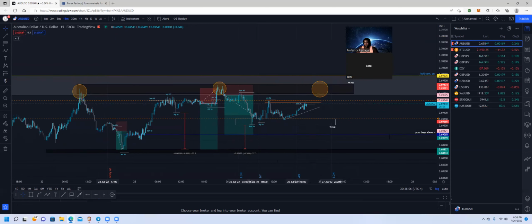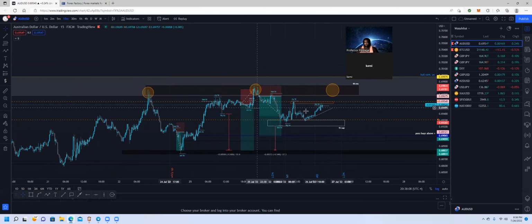So it's just, when you build your zones up, it allows you to be patient because you know where you want to see price go to. And right now we're still big bullish on the lower time frames and the higher time frames.